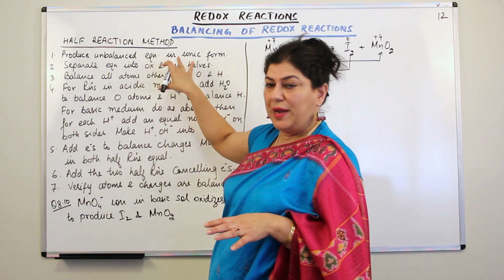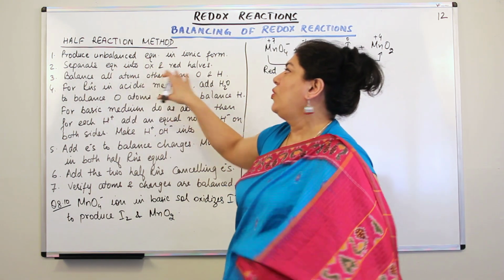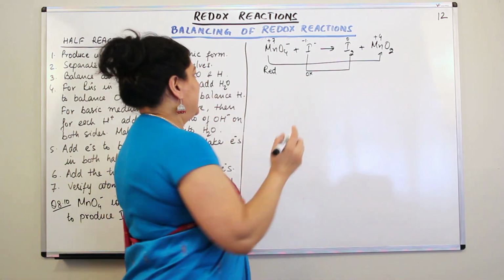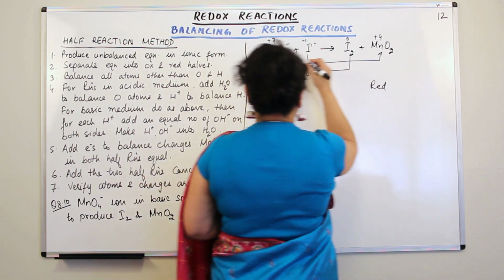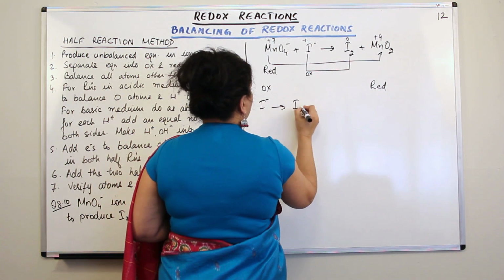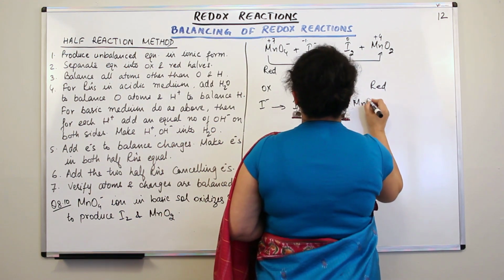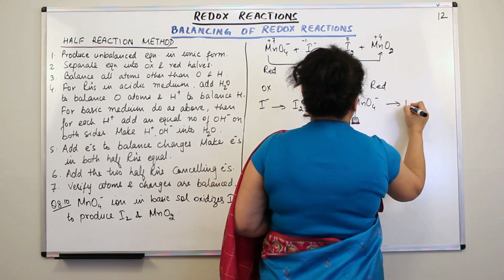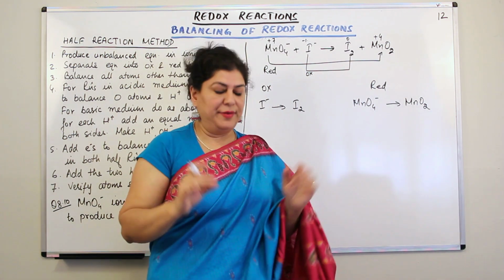First step, produce balanced equation, identify what got oxidized, what got reduced. Separate equation into oxidation and reduction halves. Let us separate them now. The oxidation half and the reduction half. Oxidation half is I negative will give you I2, right? And reduction would be MnO4 negative will give you MnO2. So we've got the oxidation half and the reduction half.